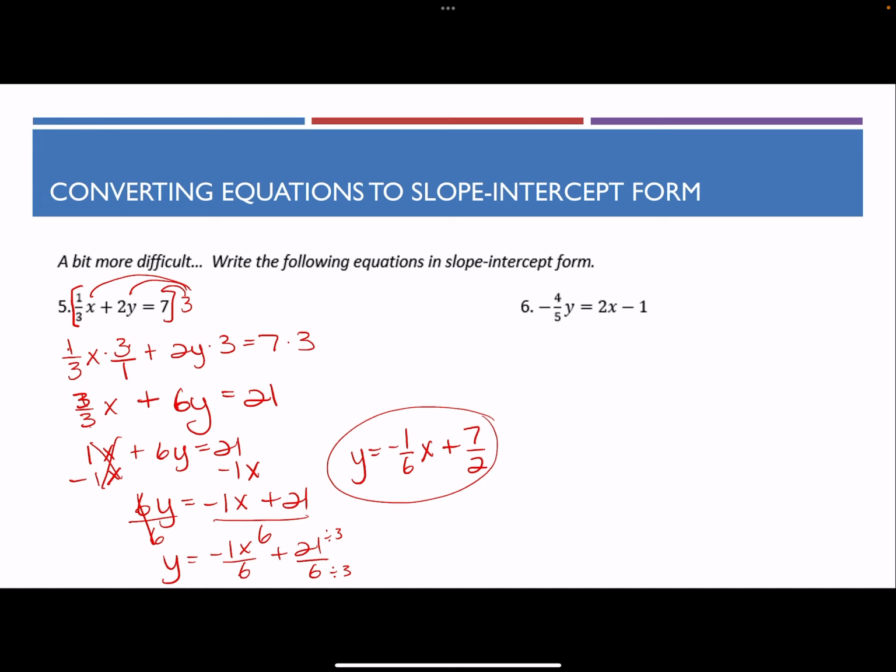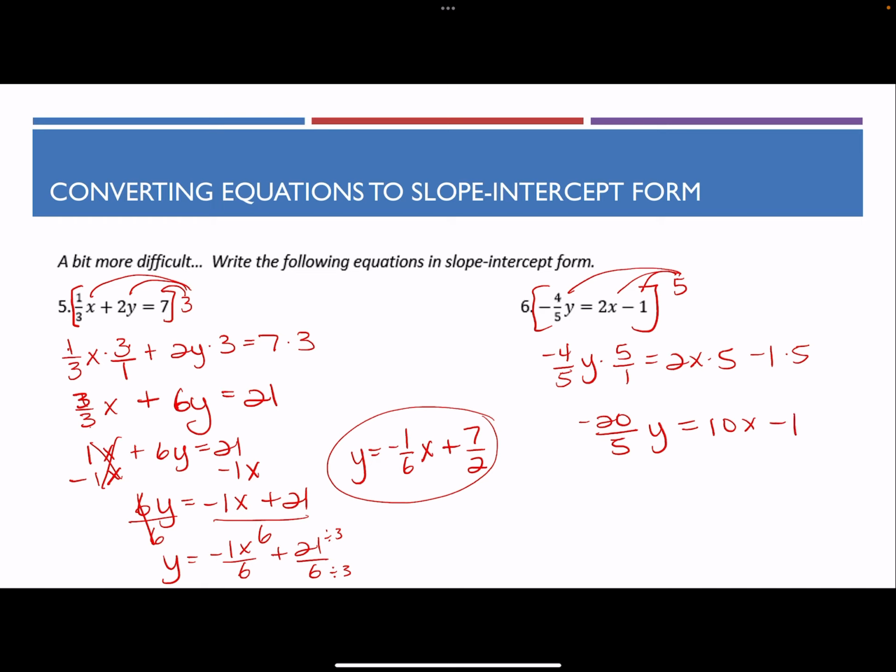All right, let's try number 6. Again, we have that fraction. Multiply by the least common denominator. So negative 4 over 5y times 5 over 1 equals 2x times 5 minus 1 times 5. So on the top here, you have 4 times 5, so negative 20 over 5 times 1, which is 5, equals 2x times 5 is 10x. Negative 1 times 5 is minus 1. So negative 20 over 5, negative 4y equals 10x minus 1, right?